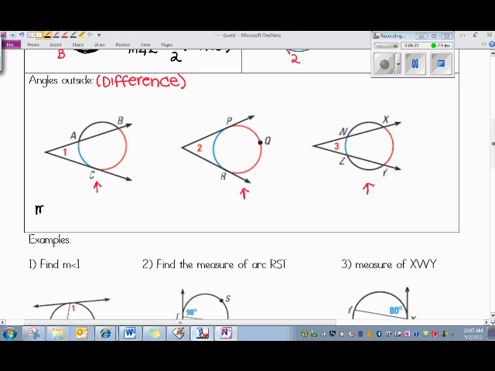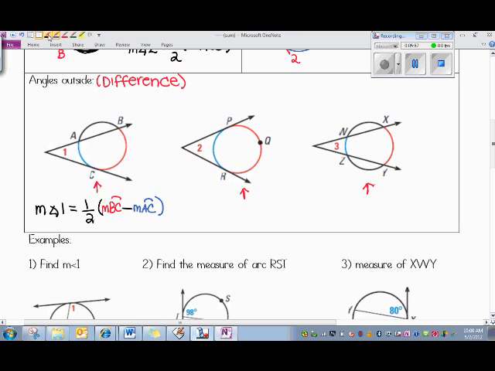So we know in this case, measure of angle 1 is equal to, all the formulas have a half in them, but since it's on the outside of the circle, we're subtracting 2 arcs. And the 2 arcs that I'm going to be subtracting are the measure of arc BC, and I'm going to subtract from that the measure of arc AC. Okay, so the red arc minus the blue arc. Okay, and the formulas are the same for the remainder of these diagrams here. They just look a little different.